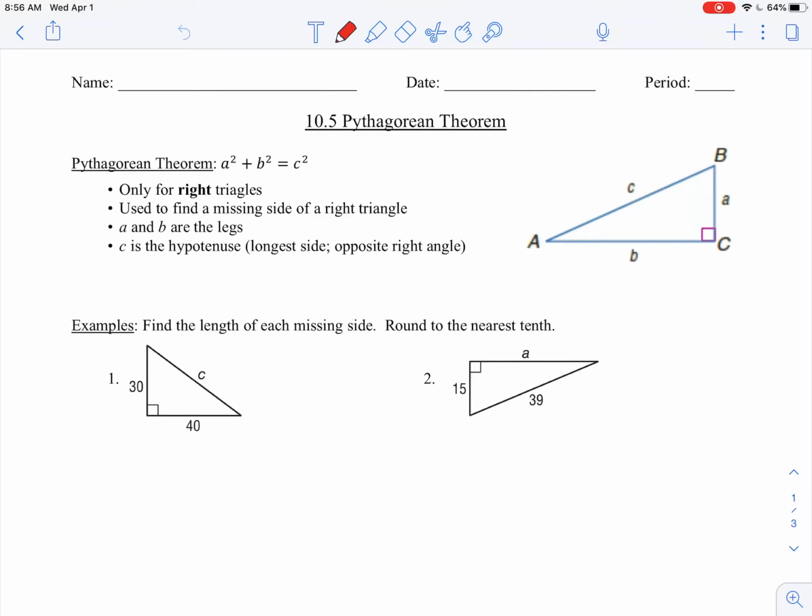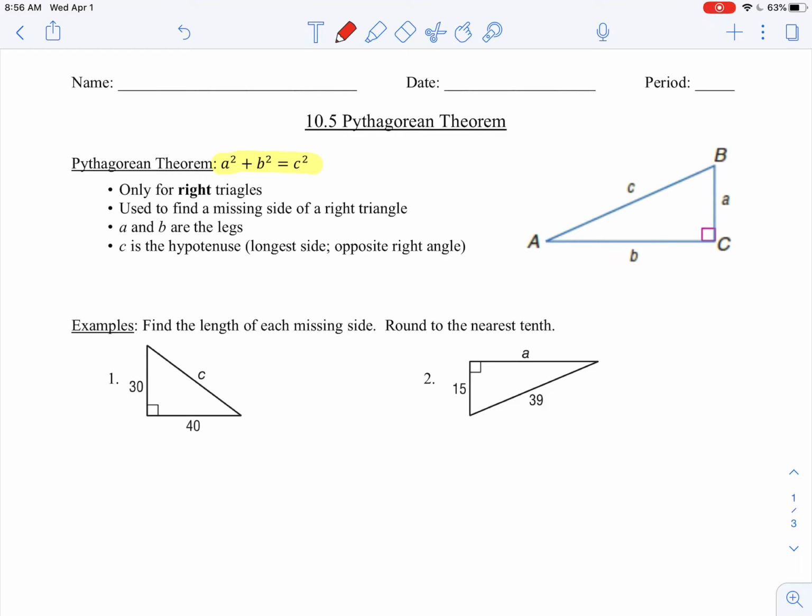Hello, today we're going to look at the last lesson that we're going to do for chapter 10. This last section, 10.5, is all about Pythagorean theorem. You may have learned about Pythagorean theorem before. a squared plus b squared equals c squared.